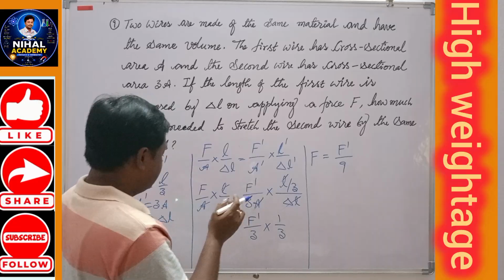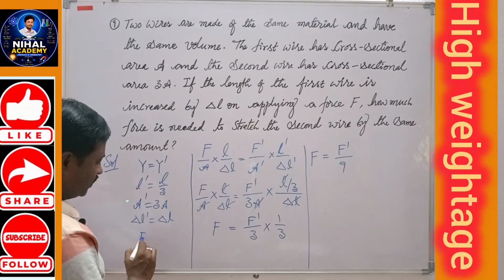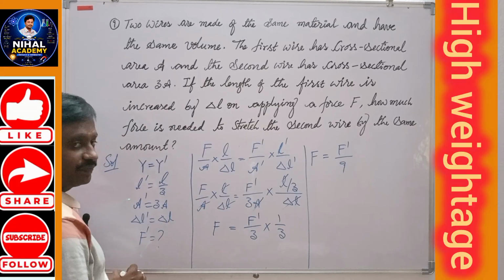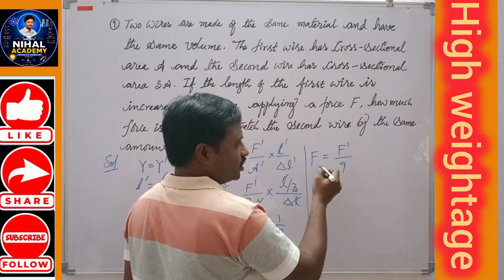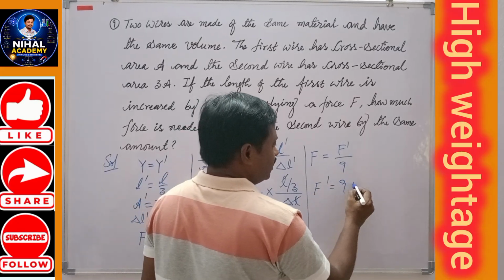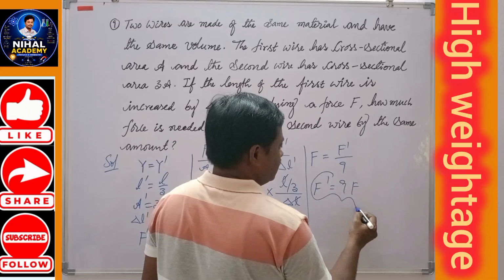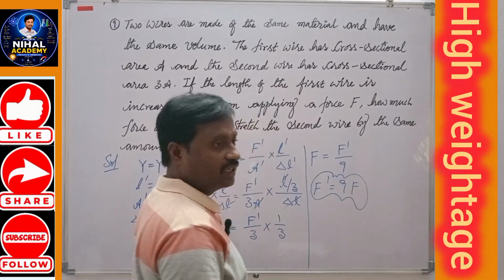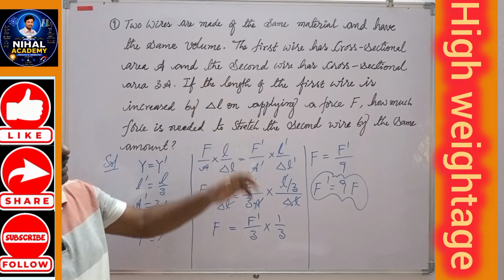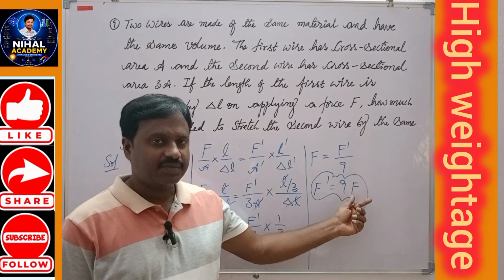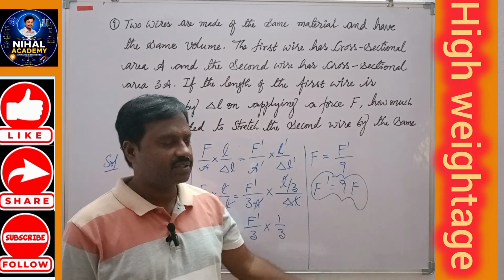So what we have to calculate? F dash we have to calculate. So F dash is equal to, by cross multiplication, 9 into F. So this is the answer. F dash is equal to 9 times the force applied previously. So F dash is equal to 9 times.